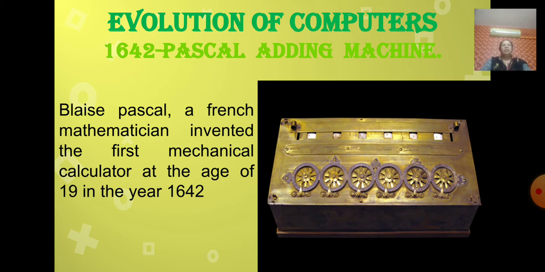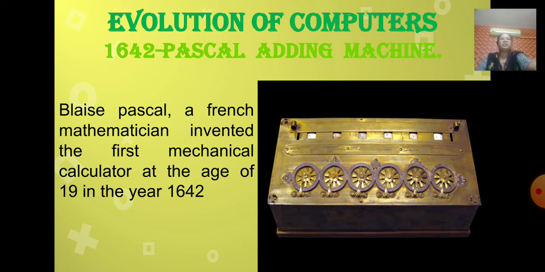Now next, 1642, Blaise Pascal invented a manual machine that is known as the Pascaline. Blaise Pascal was a French mathematician. He invented the first mechanical calculator at the age of 19 in the year 1642. This device consists of 8 moving wheels and is capable of performing addition and subtraction. Nowadays, an example is the taximeter. The taximeter uses this type of machine.